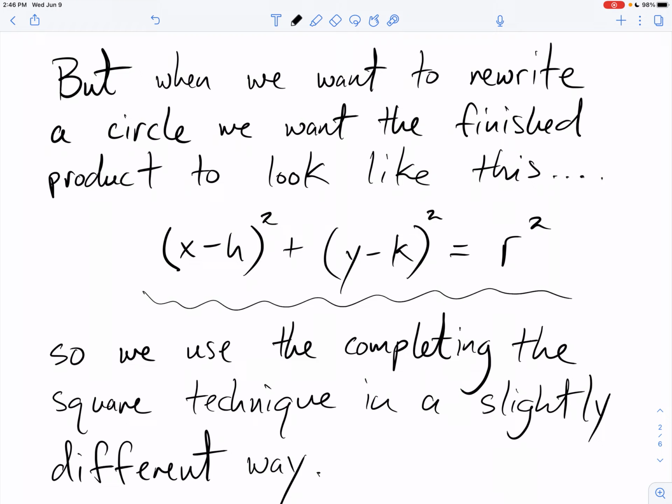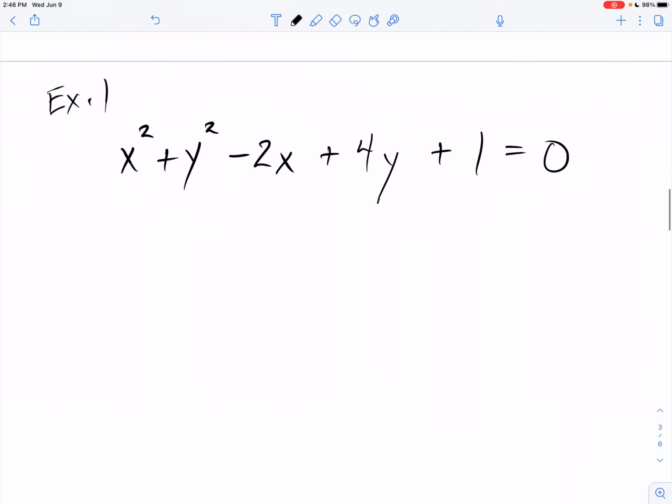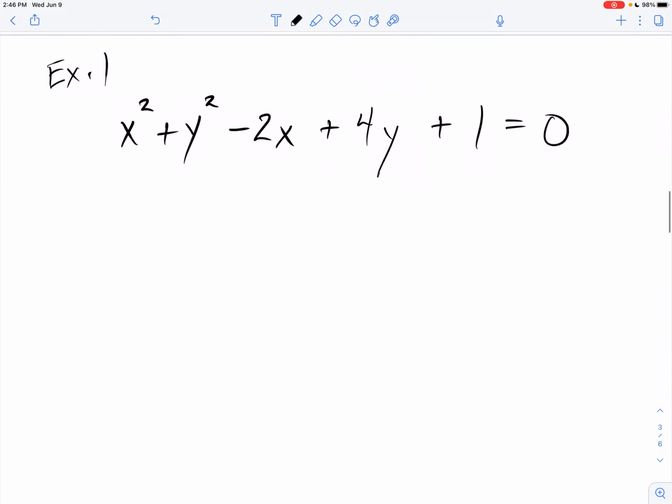So we use the same completing the square technique, but we do it in a slightly different way. When we use it for a parabola, we end up with y by itself and all the other information on the other side. Well, we're not doing that now. We want x squared information plus y squared information equals some numeric piece on the other side that we're going to call r squared. This is similar to the question on your AP Calc handout here.